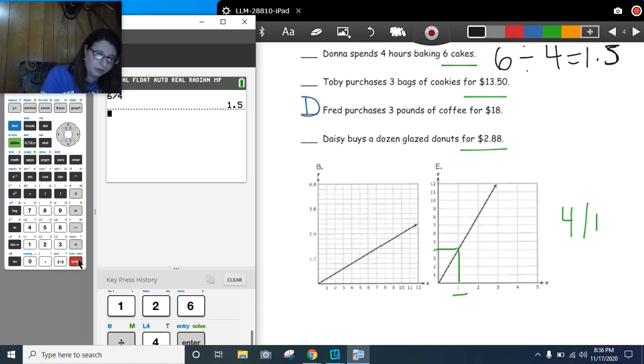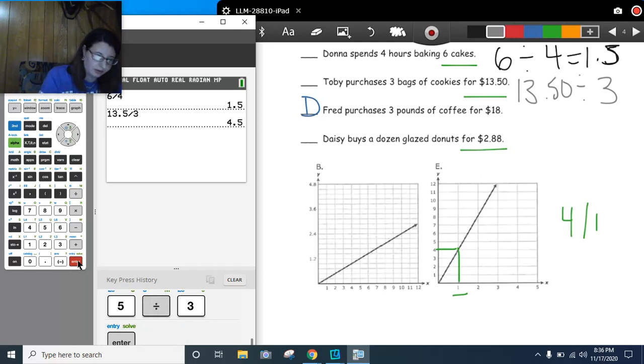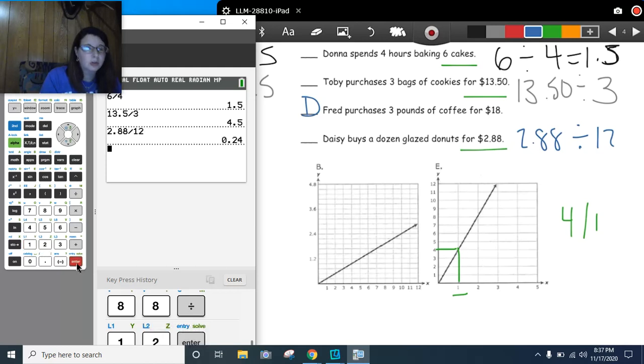And then I'm going to take the number 13.50 and divide it by 3. So 13.5 divided by 3 equals 4.5. So this one's 4.5. I guess I'll put over here 1.5. And then this last one, I've got 2.88. I'm going to divide that by a dozen. Well, what is a dozen? Well, a dozen means 12, so I'm going to divide 2.88 by 12. And that gives me the number 0.24.